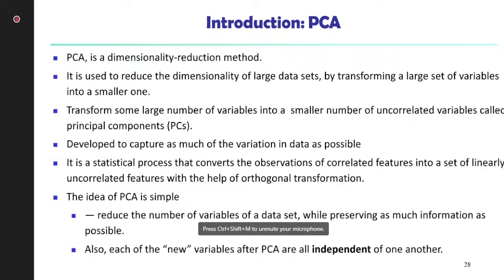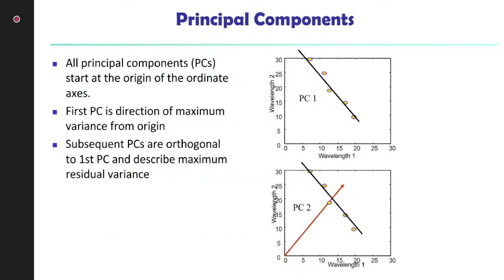So the idea is pretty simple: reduce the number of variables of a data set while preserving as much information as possible, and each new variable after PCA is independent of every other one. So here a principal component is nothing but a vector, which basically represents something about the data. The first principal component is capturing the maximum amount of information.